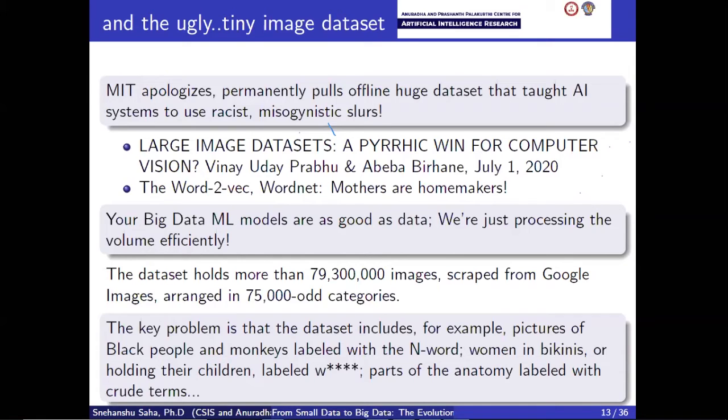This came out of an MIT CSAIL laboratory housed in the Department of Computer Science. This is a very, very well cited data set. I think it has close to 100,000 citations. They call it the Tiny Images data set. It has close to more than 100 million images, scraped from different sources and arranged in different categories. Now, on July 1st, 2020, two researchers from University College Dublin dropped a bombshell.